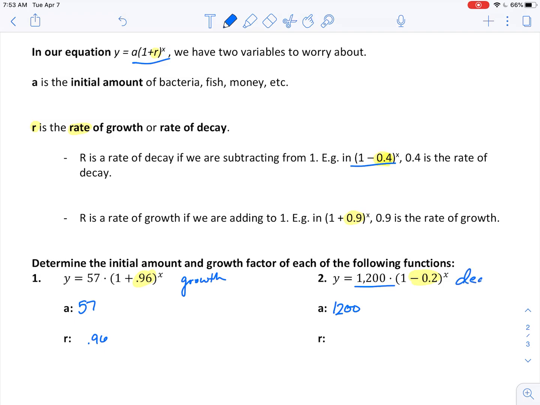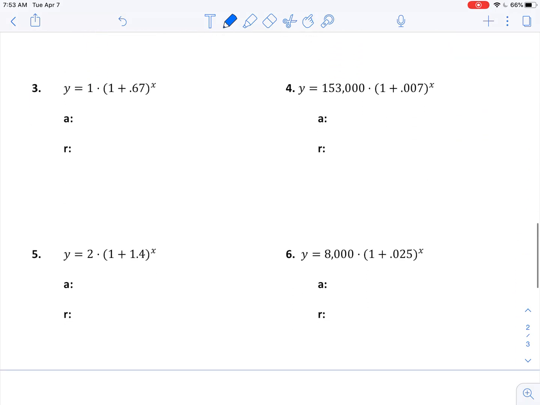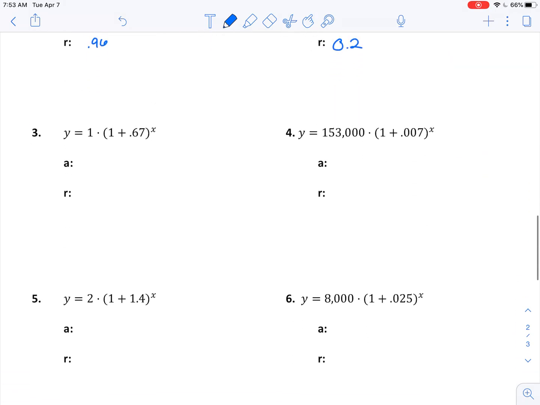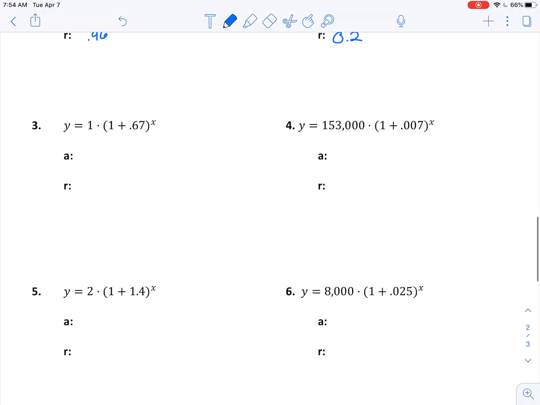All right, now let's look at number 2 here. 1200 is going to be that initial amount. And if I look at the number out here with 1, I'm subtracting, so that's going to be a decay function. And that rate of decay would be just 0.2. You don't need to include the negative here. The fact that it's decay kind of already tells me that it's subtracting or getting smaller.